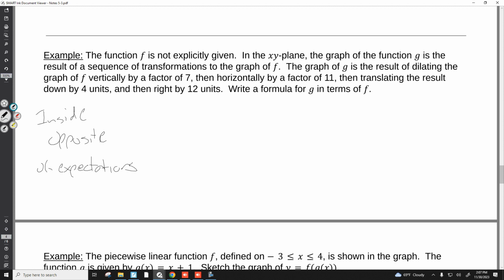I have some function f of x. G is equivalent to taking f and doing the following thing. Dilating the graph of f vertically by a factor of 7. Where does that 7 go? Write it down. Everybody's doing this. You can do it. I believe in you.